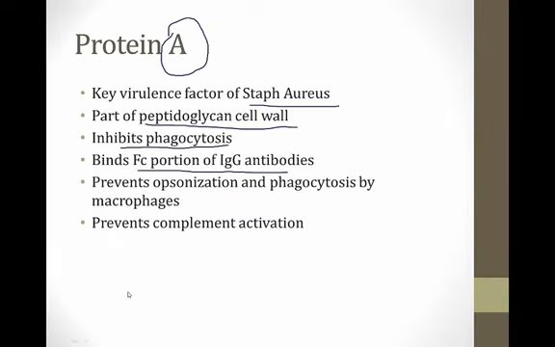So through binding of the IgG antibodies upside down, protein A will prevent opsonization and phagocytosis by macrophages, and it's also going to prevent complement activation. The net result is that this helps the bacteria avoid the immune system altogether.